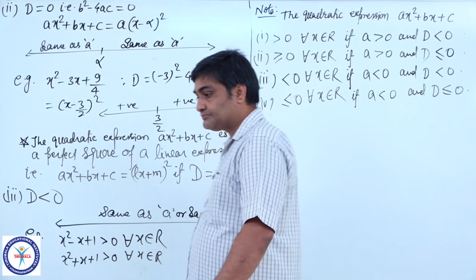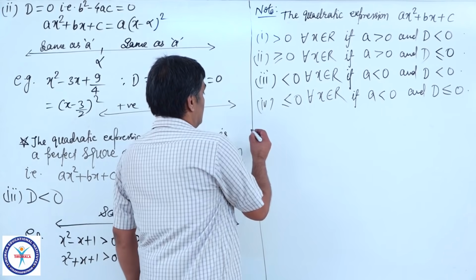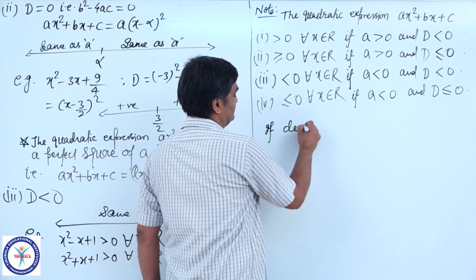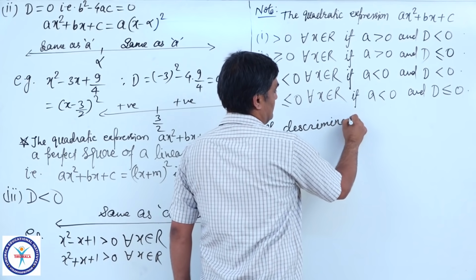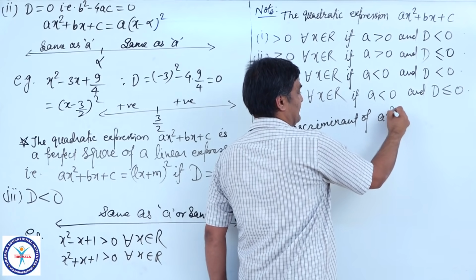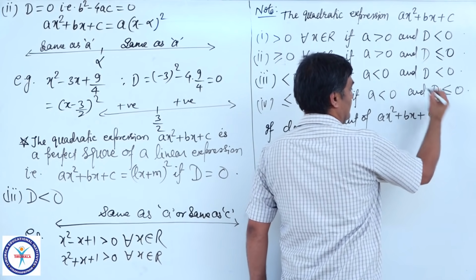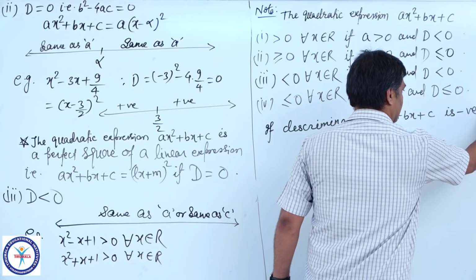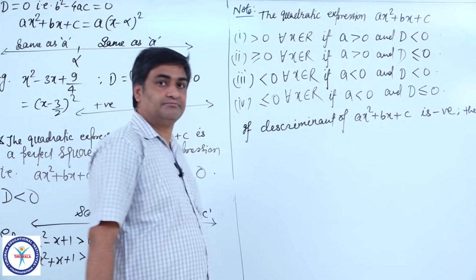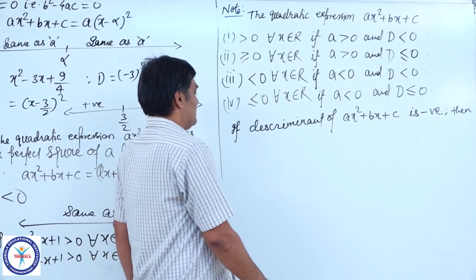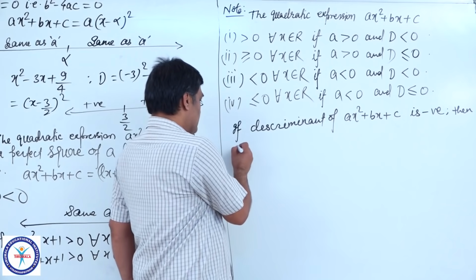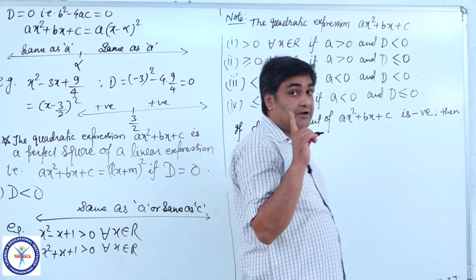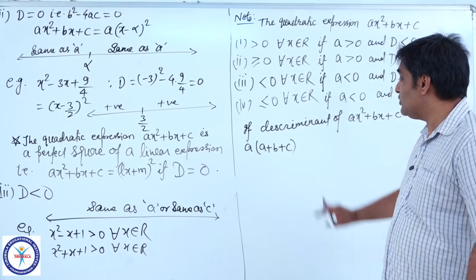Now, if discriminant of ax square plus bx plus c is negative, then a into a plus b plus c, can we determine the sign of a into a plus b plus c?